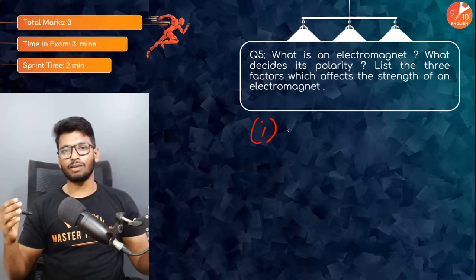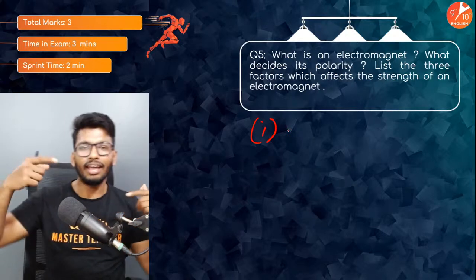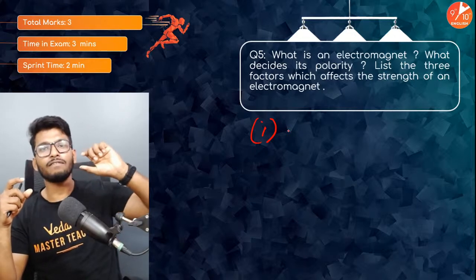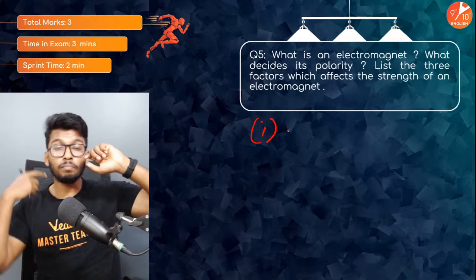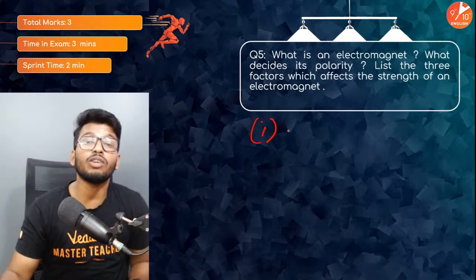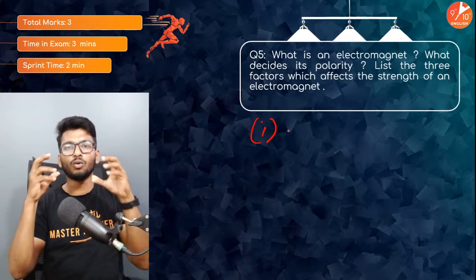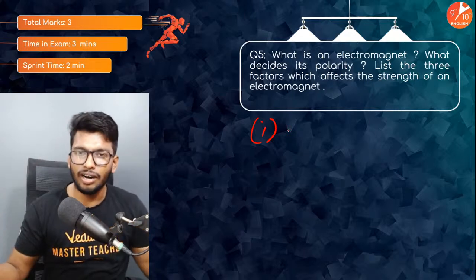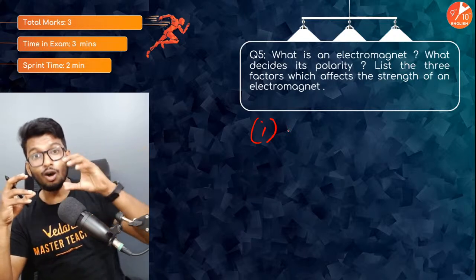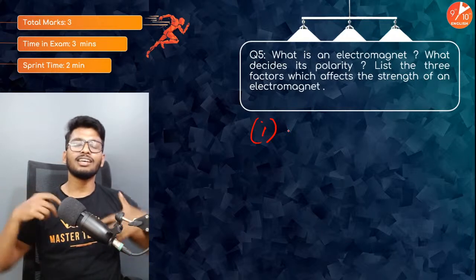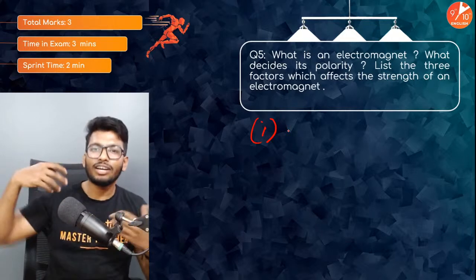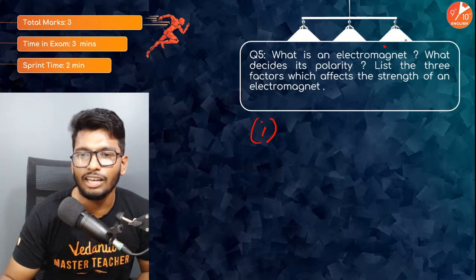electromagnet, it is nothing but a solenoid in which you have a soft iron core placed. That is what an electromagnet is, because the solenoid itself behaves like a bar magnet, and when you introduce a soft iron core, the soft iron core also gets magnetized, thus creating something known as an electromagnet.